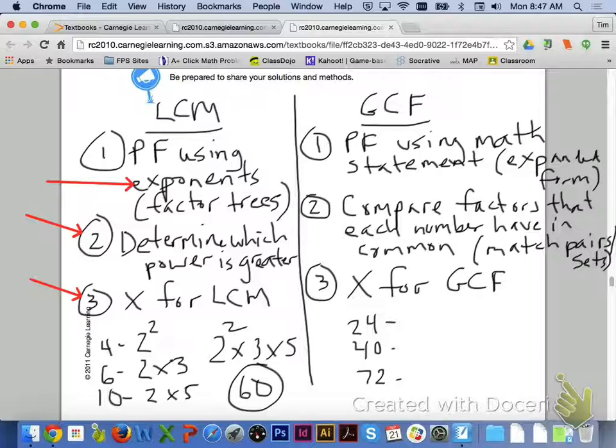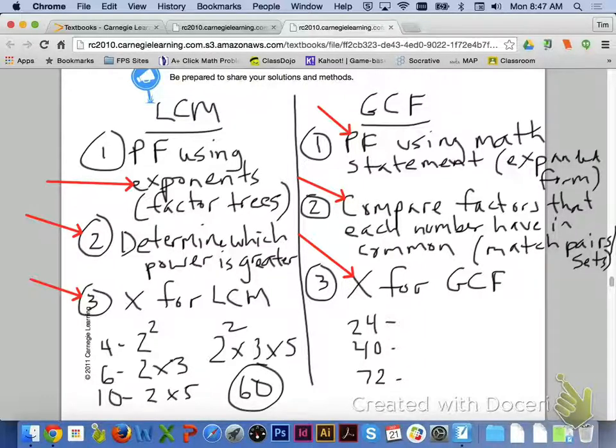If I look at the other side of the T-chart and try to determine the GCF using prime factorization, the very first thing that I'm going to do is use a math statement, or write out my prime factorization in expanded form. Then I'm going to compare the factors that each number has in common. Remember, I talked about either matching up the pairs if you have 2 numbers that you're comparing, or you can match up sets if you have 3 numbers that you're comparing. And then the last thing that you want to do, just like for the LCM, is multiply for the GCF.